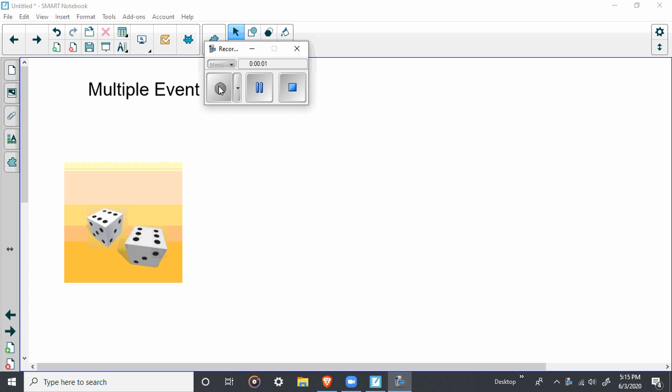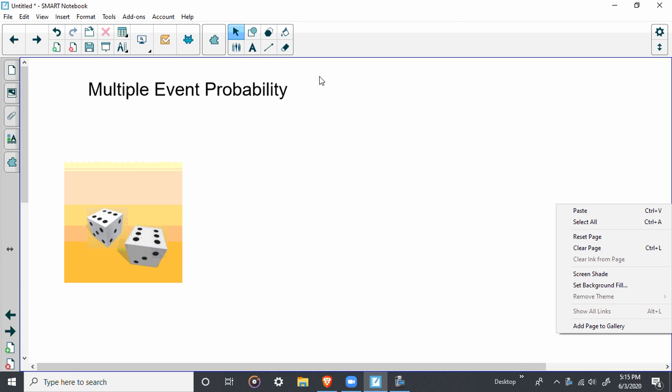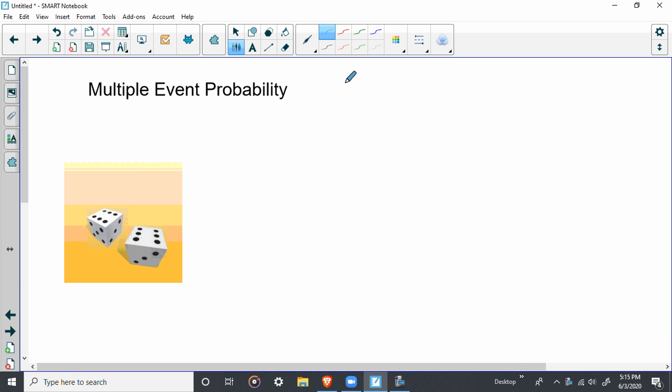Guys, we're going to talk about multiple event probability today. Not much is going to change about this other than the situations we're going to be presented with, but the math itself is going to be the same. Your basic thing that you're going to have to do is your desired outcomes over your total number of outcomes.